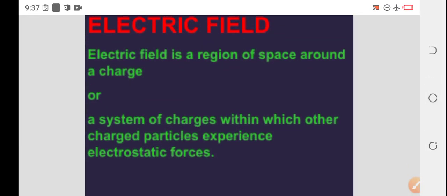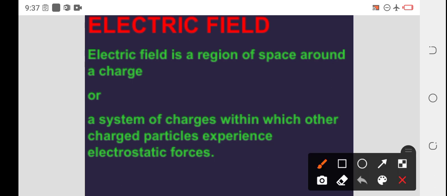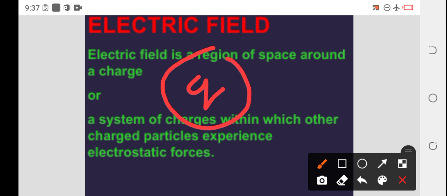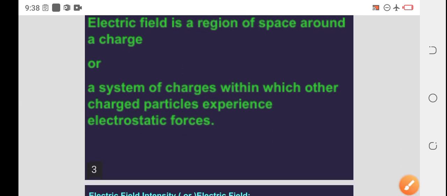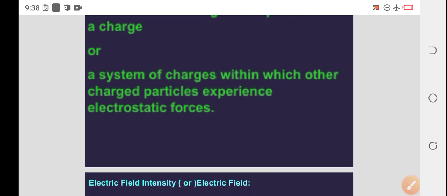Let's see what is electric field. Electric field is a region of space around a charge. Just say you are taking a charge. Whatever region we have around this charge will be called the electric field. The space around a charge is called the electric field, or a system of charges within which another charged particle experiences electrostatic force.